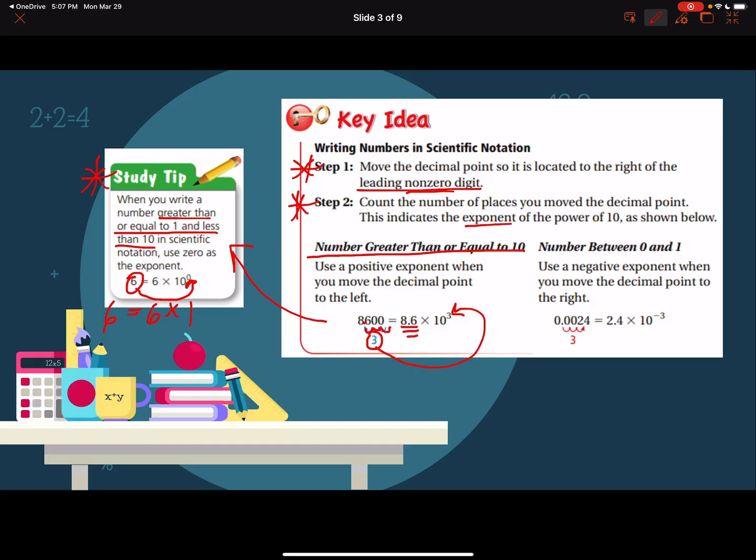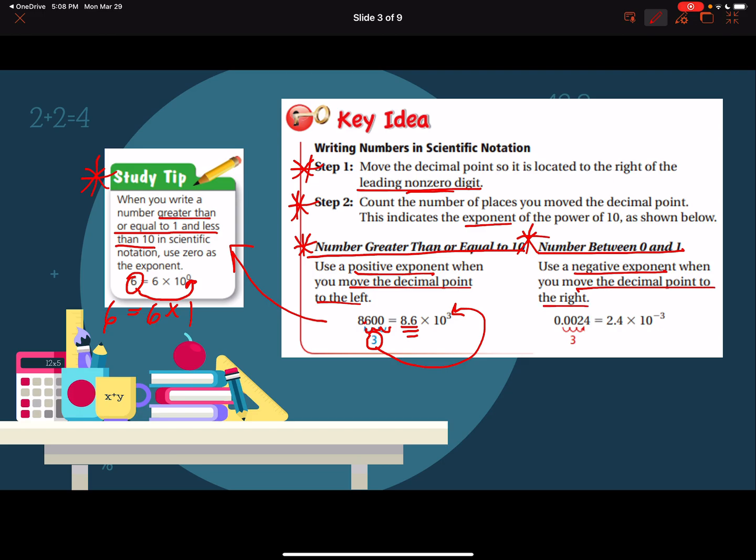Okay, for numbers between 0 and 1, so those smaller decimal numbers, we're going to use a negative exponent when we move the decimal to the right. So key words here: number greater than or equal to 10, positive exponent, move the decimal to the left. Number between 0 and 1, negative exponent, move the decimal point to the right.